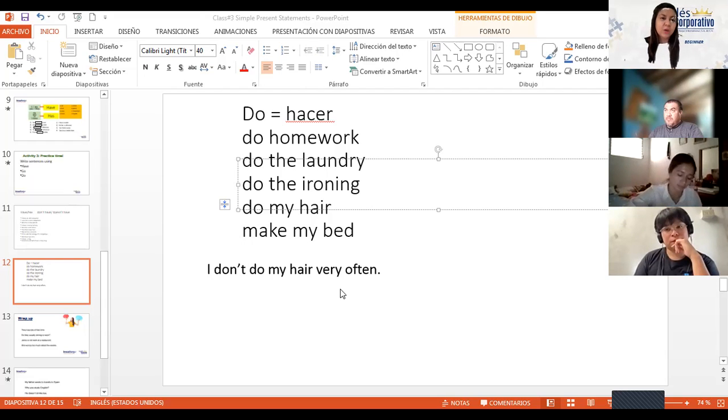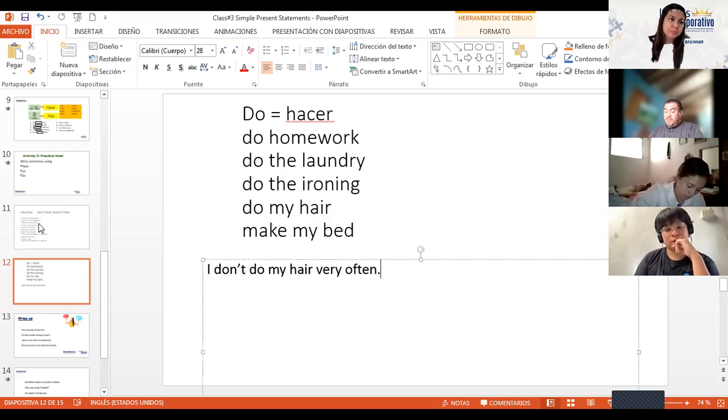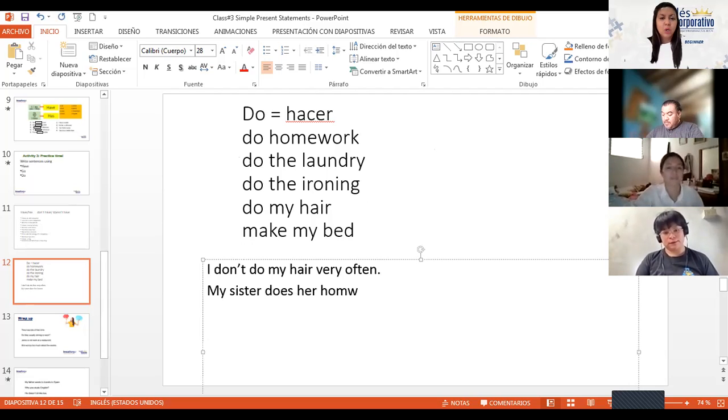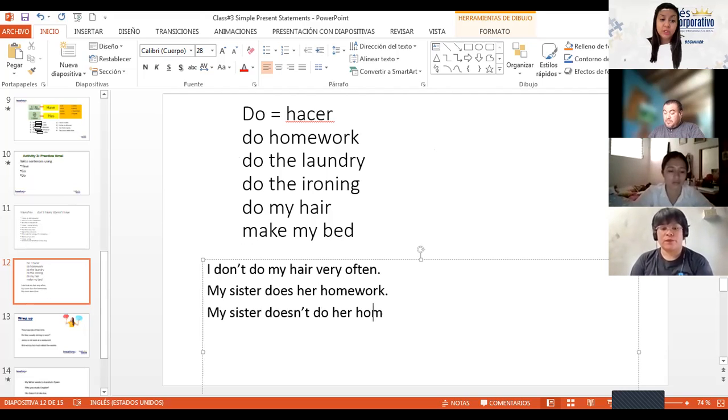Entonces, vamos a hacer aquí con el verbo do. En tercera persona, usamos does. Por ejemplo, my sister does her homework. En negativo sería my sister doesn't qué? My sister doesn't do her homework. Bueno, hagamos algo. Voy a poner una oración y ustedes la hacen negativa.